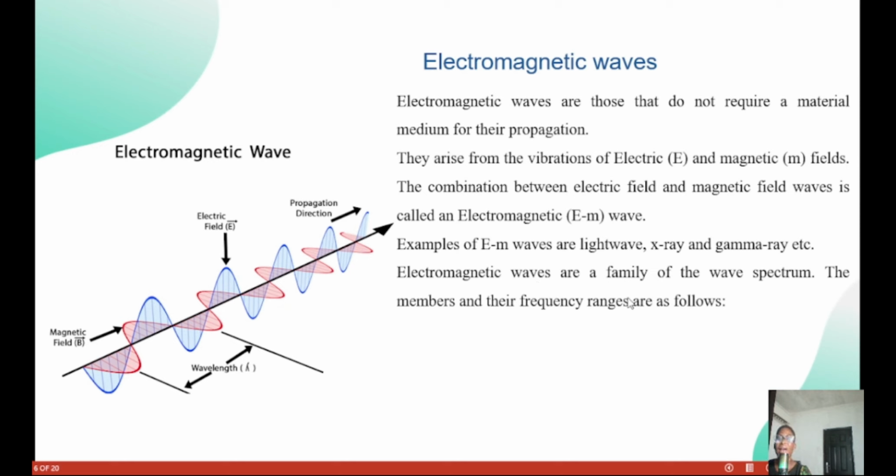Electromagnetic waves are a family of the wave spectrum. The members and their frequency ranges are as follows.